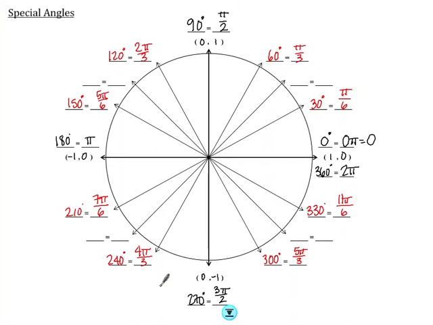Now, the angles that I have skipped are all multiples of 45 degrees. So 45 degrees is half of 90 degrees. So in radians, this is going to be pi over 4.